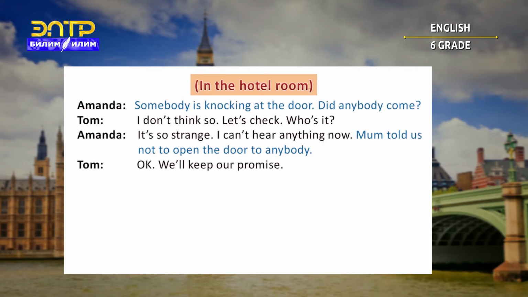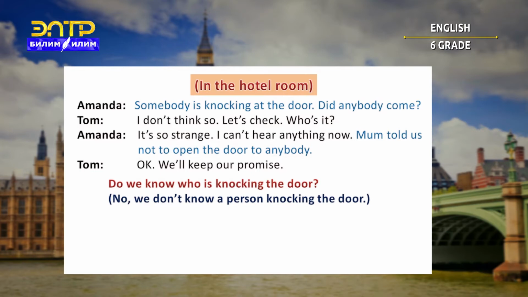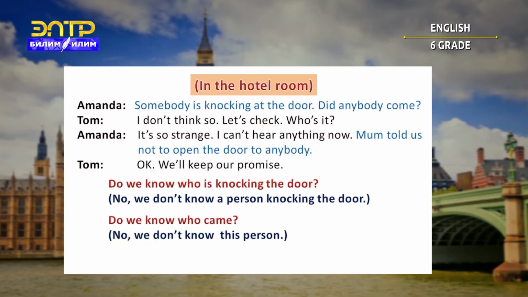Now, students, look at the sentences in blue. Somebody is knocking at the door. Did anybody come? Mom told us not to open the door to anybody. Now answer the questions. Do we know who is knocking the door? No, we don't know a person knocking the door. Do we know who came? No, we don't know this person.